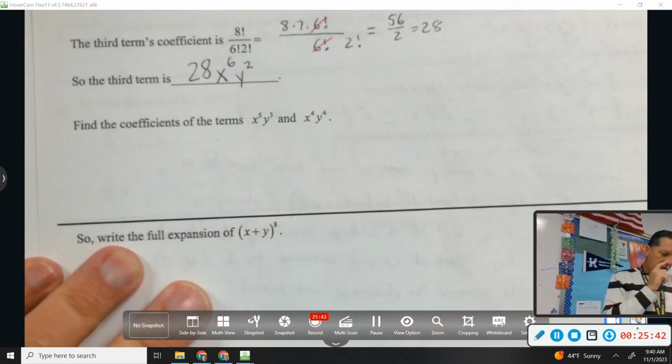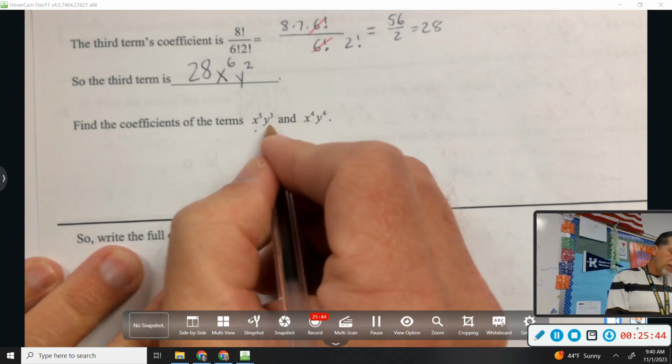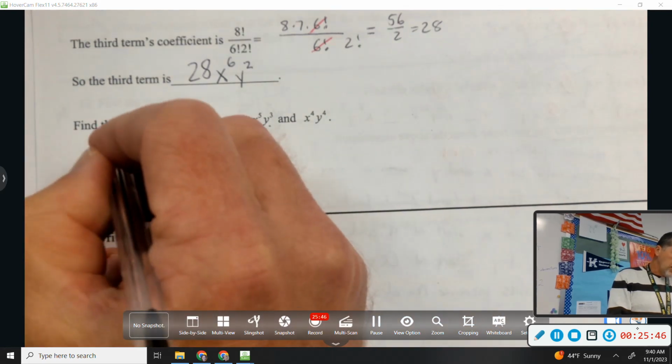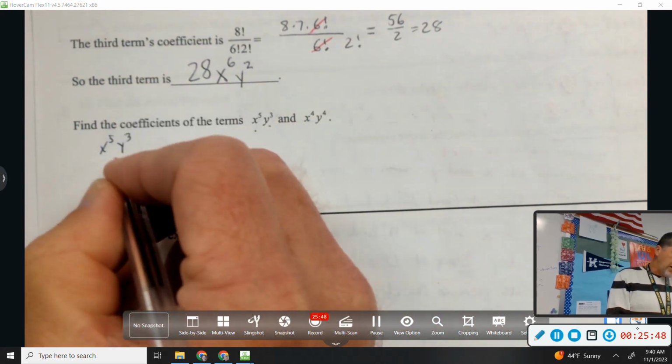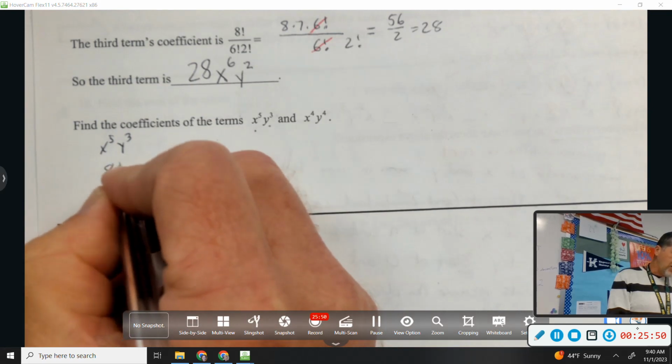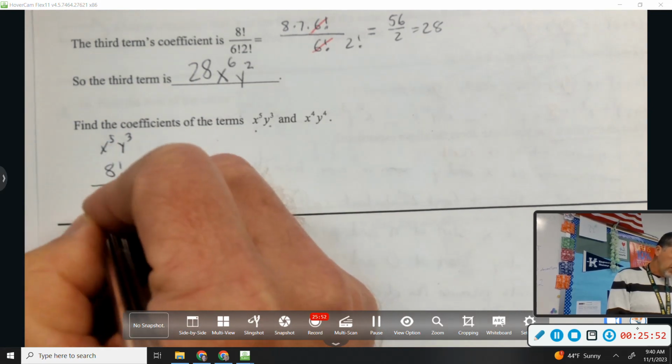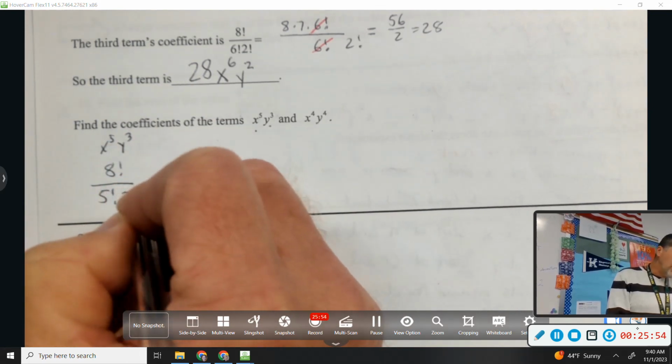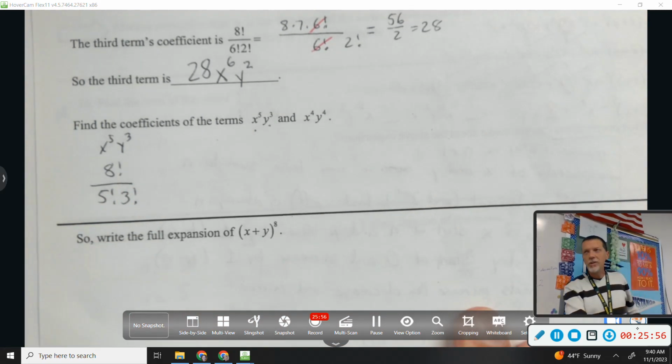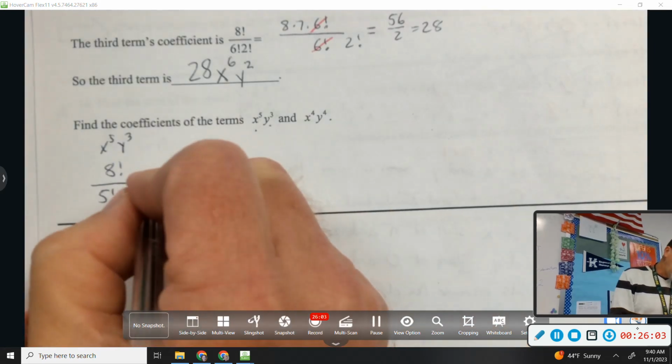Find the coefficients of the term x to the 5th y cubed. Well, the shortcut is easy. It's the total power factorial over the individual power factorials. So 5 factorial and 3 factorial. That takes a little bit more work.